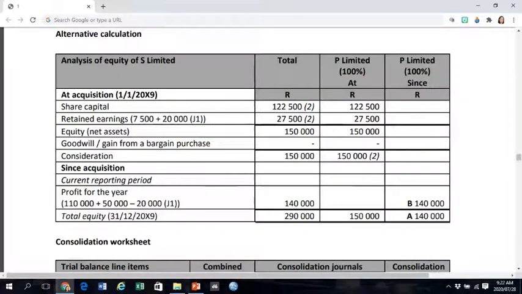Because we were changing the equity of the subsidiary with the consolidation journal entries that we wrote in this example, the analysis of equity of S will have to be affected. At acquisition, the retained earnings of the subsidiary is no longer only the 7,500, but it now includes the 20,000 Rand which we've created with a consolidation journal entry. In the current reporting period, the profit of the subsidiary is the 110,000 Rand plus the 50,000. That is the combined TB profit of the subsidiary.